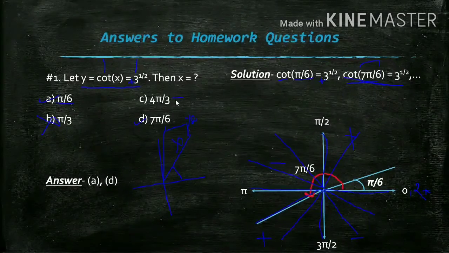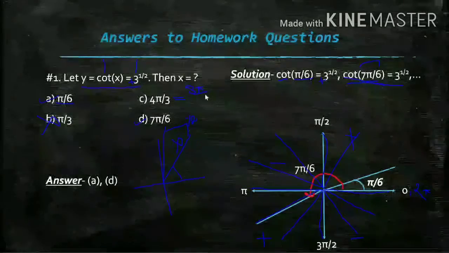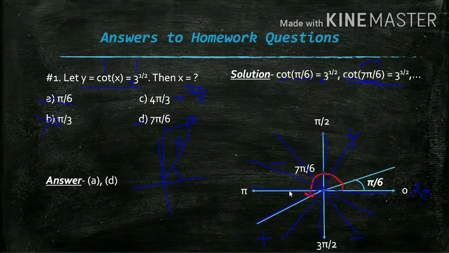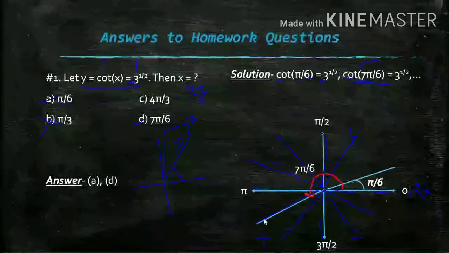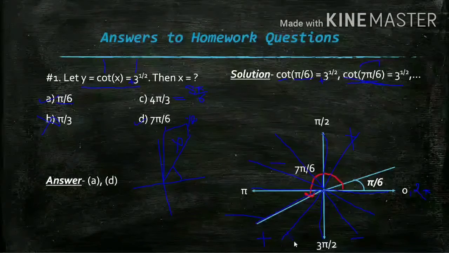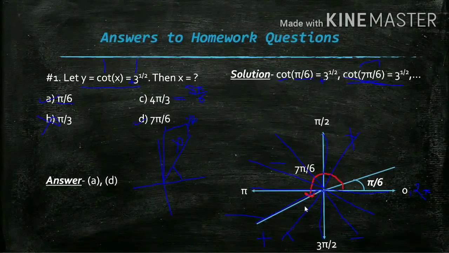Now 4 pi by 3 can also be written like 8 pi by 6. Just multiply and divide by 2, so you'll get this. So this is basically 7 pi by 6 and this is 8 pi by 6. So which of the two options are correct?